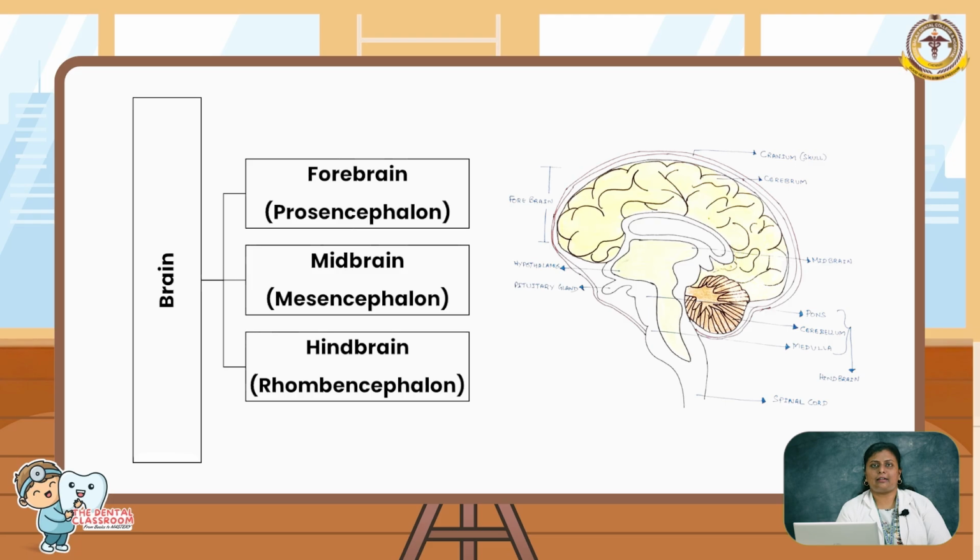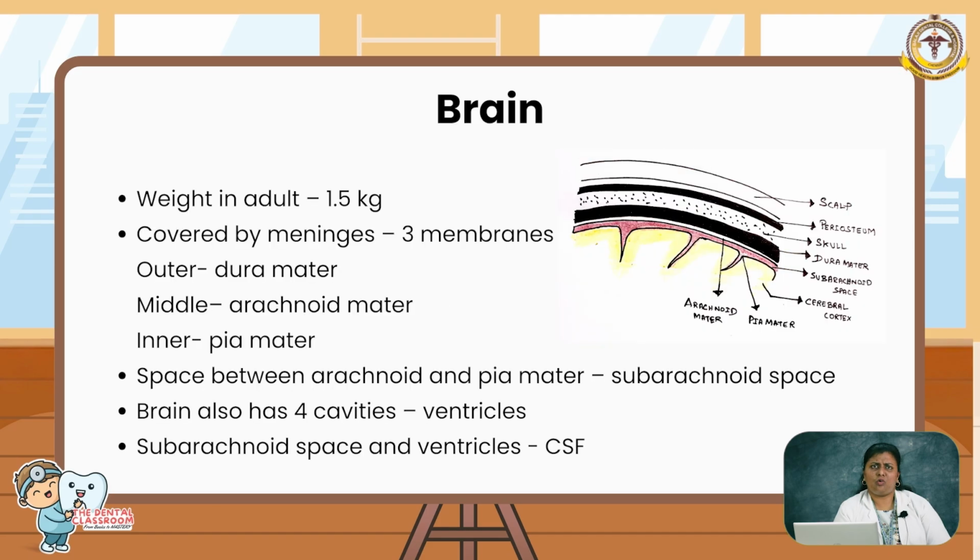These are other names for the three parts: the forebrain is also called prosencephalon, the midbrain is also called mesencephalon, and the hindbrain is also called rhombencephalon. The whole brain together weighs around 1.5 kilograms in an adult.